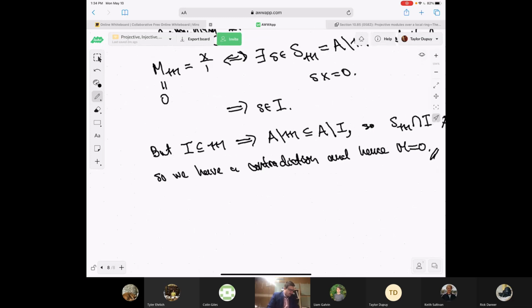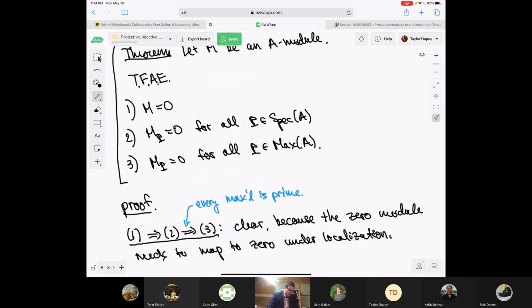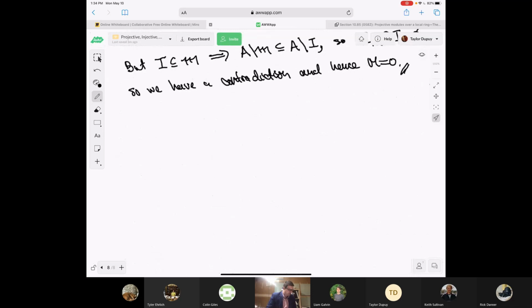Okay. All right. So now we have that a module is 0 if and only if it's 0 locally, stalk locally. So we proved that being 0 is a stalk local property. Let me write that down. Being 0 is stalk local.